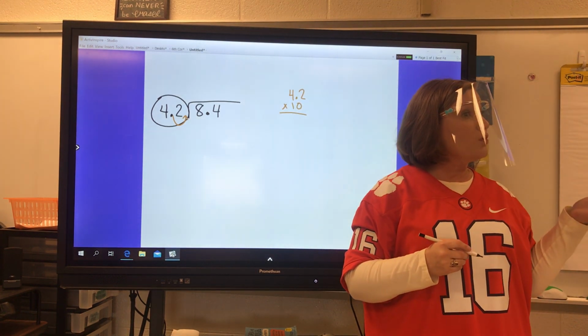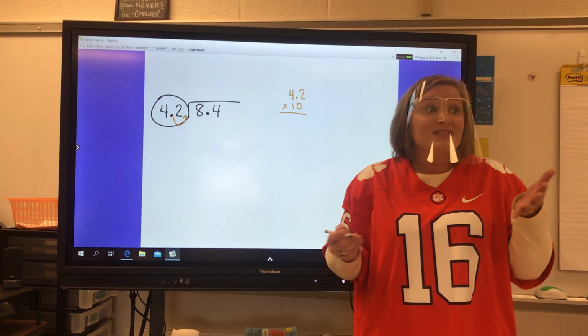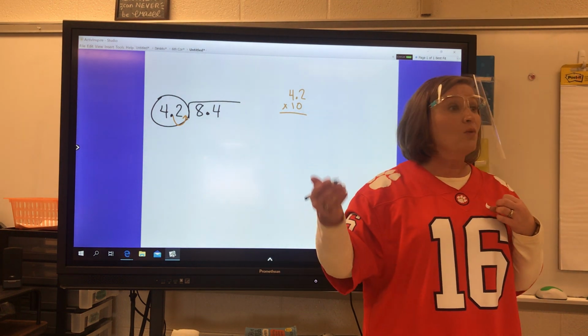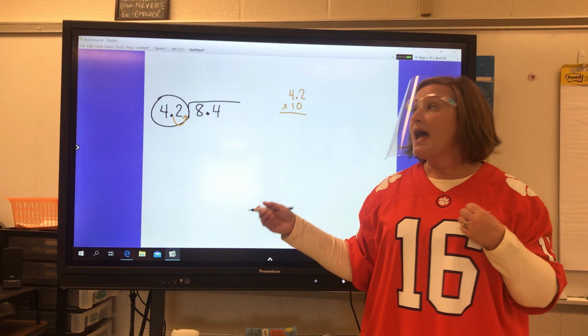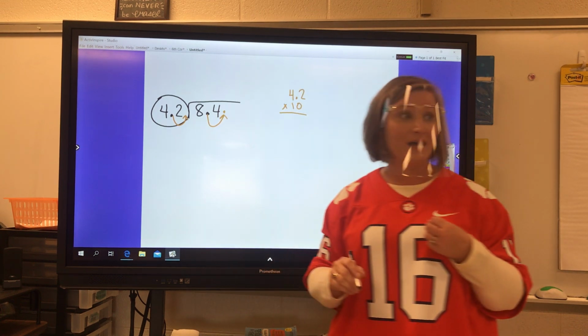Because anytime we multiply by a power of 10, we're just moving the decimal, all right? That's the why behind what we're doing. So if I do it to the number on the outside, what do I have to do to the inside? I have to do the exact same thing for the inside, okay?